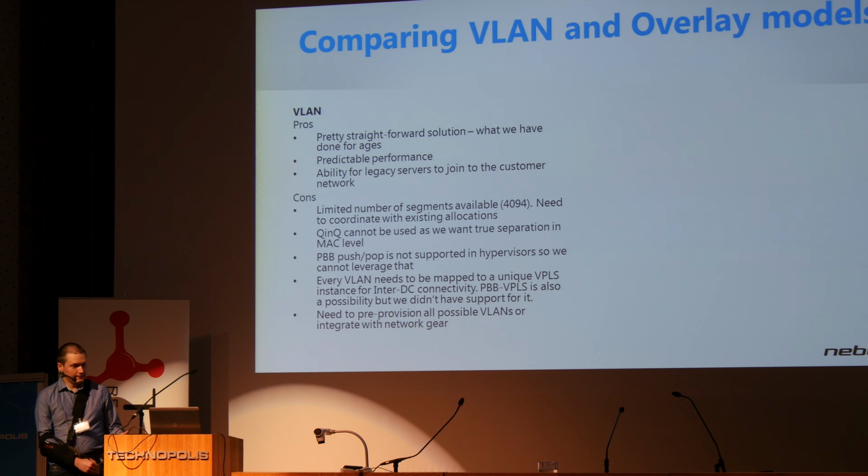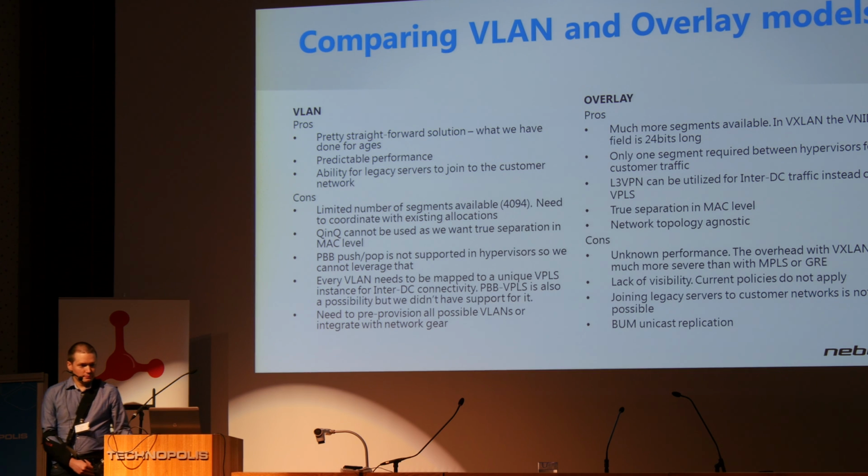And lastly, with VLANs, there's really a need to either pre-provision them in all of your data center network gear, or integrate your networking gear with the OpenStack platform. Then the overlay model, there we have much more segments available. In VXLAN, the VNID field is 24 bits long compared to the 802.1q or VLAN tag, which is 12 bits, so over 16 million segments in VXLAN. And only one segment is required between the hypervisors to actually transport the customer traffic. And this overlay model would give us the true separation at MAC level. And it would be agnostic to the physical network topology.